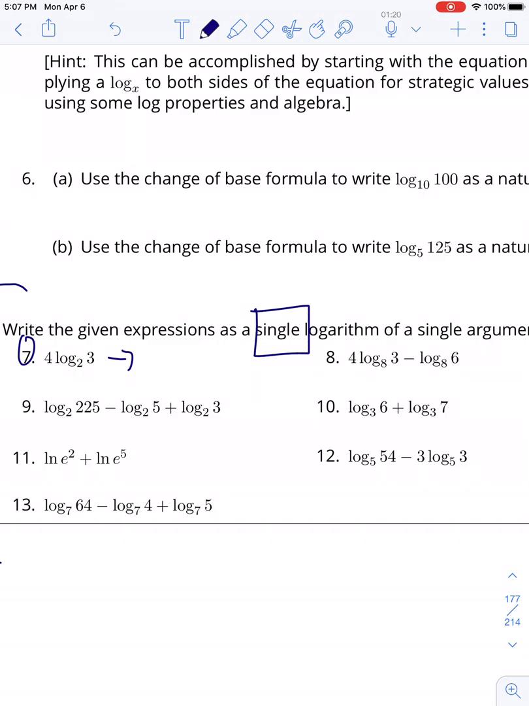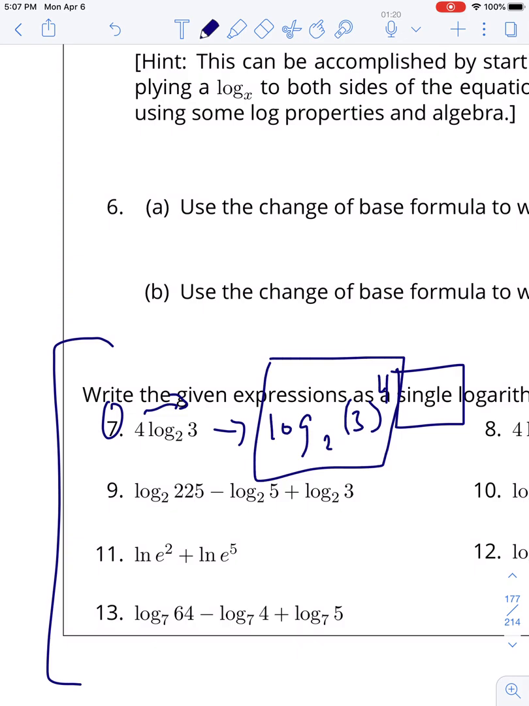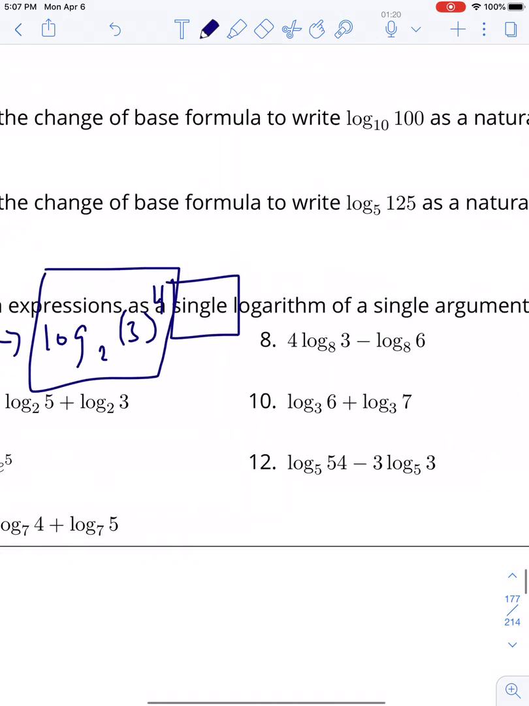If you notice, they just want you to write this as a single logarithm. Well, it's already a single logarithm. So what else can you do? Oh, I can move the 4 up to condense the log down just a little bit. And so it could be read as log base 2 of 3 to the 4th power. Now I could also write this out even further, log base 2 of 81, because 3 to the 4th is 81. I could have simplified it more, but we'll leave it like that for now.